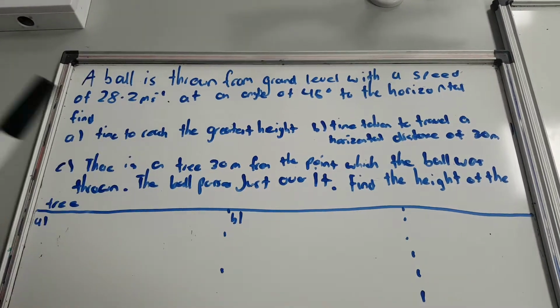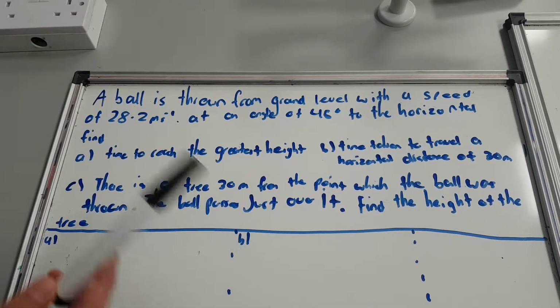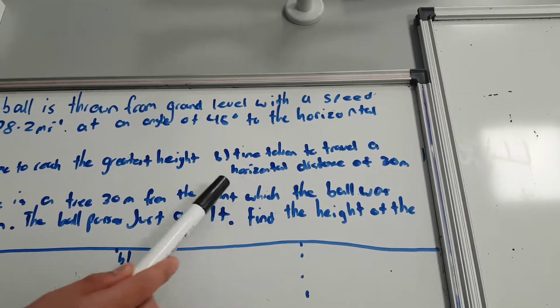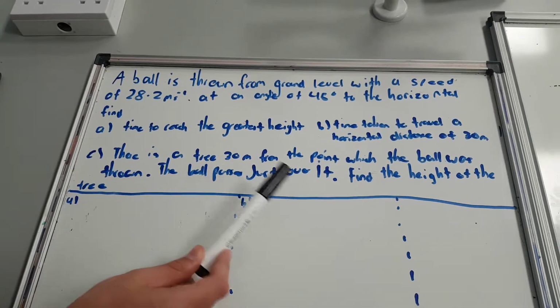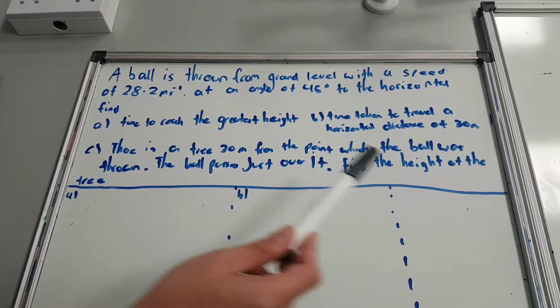So basically, a ball is thrown from ground level with a speed of 28.2 meters per second at an angle of 45 degrees to the horizontal. And they want us to find the time to reach the greatest height, the time taken to travel a horizontal distance of 30 meters, and they also state that there's a tree 30 meters from the point which the ball was thrown, and the ball passes just over it, and they want us to find the height of the tree.